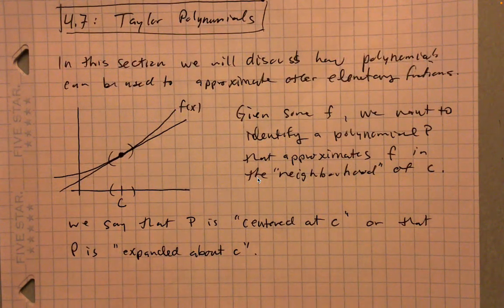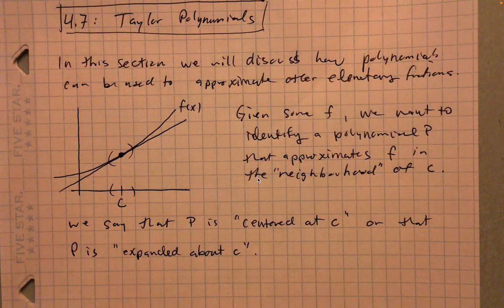Whatever c happens to be, if maybe it's 4, then p is centered at 4, or p is expanded about 4. Maybe c is 10,000, then p is centered at 10,000 or expanded about 10,000, whatever. So that's just terminology, ways of describing where you're centering your polynomial, where you're centering your approximation.